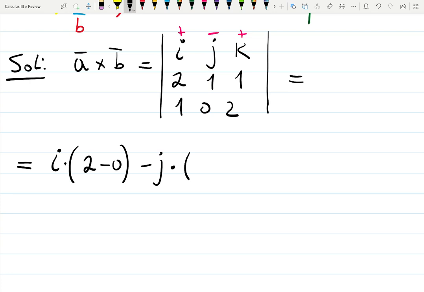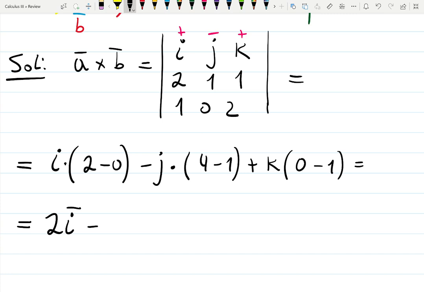So j multiplied by 2 times 2 is 4 minus 1, plus k is multiplied by 0 minus 1. That's how fast I can do it. Hopefully you can do it fast as well. That is handy on the test. 4 minus 1 is 3, so it's going to be minus 3j because of the minus over here, minus k because of the minus over here.